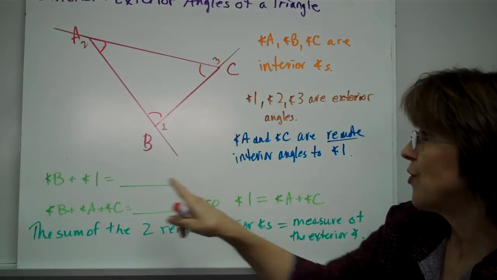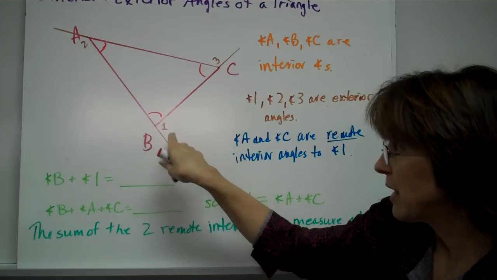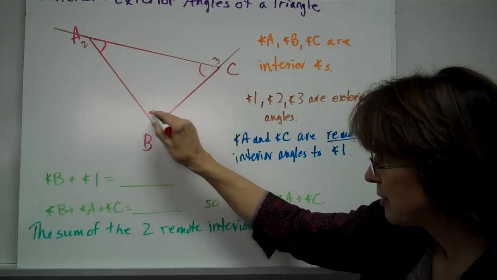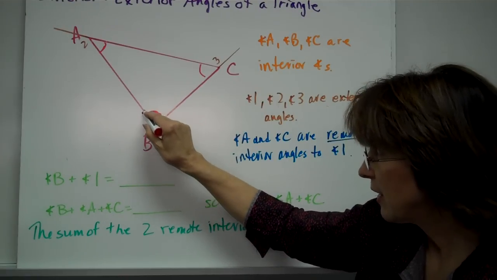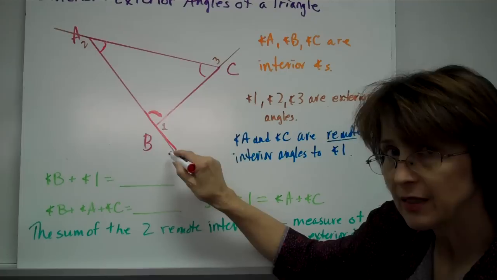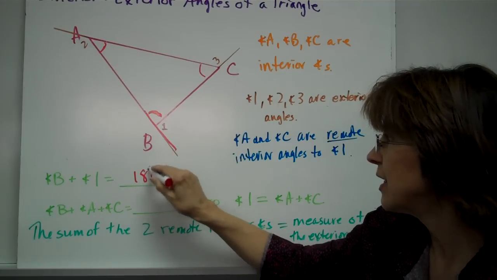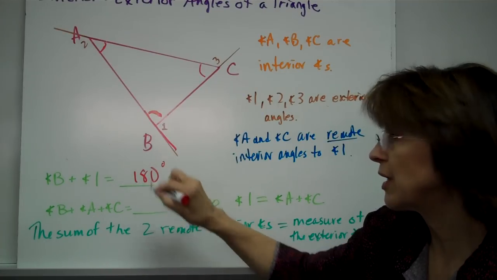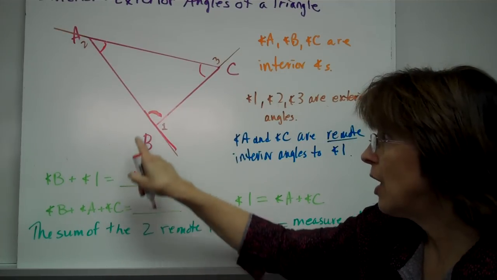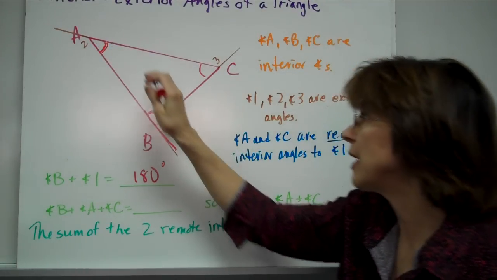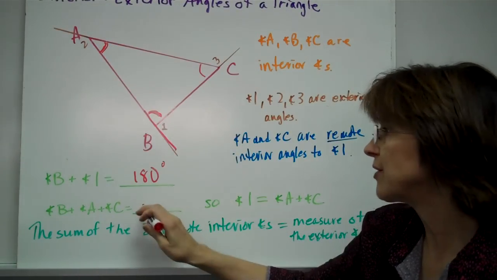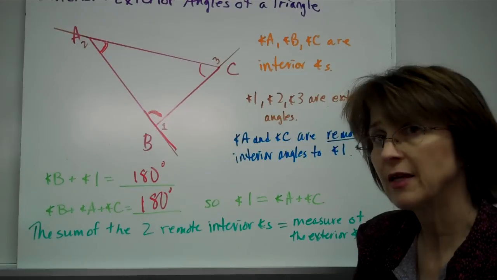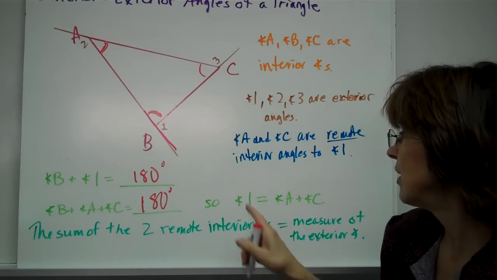As we talked about before, angle B plus angle 1, this angle B right here plus that angle 1, lie on a straight line, and a straight line is 180 degrees. So these two angles have to equal 180 degrees. We also know that angles A, B, and C all have to equal 180 degrees, because it's the sum of the angles of a triangle.